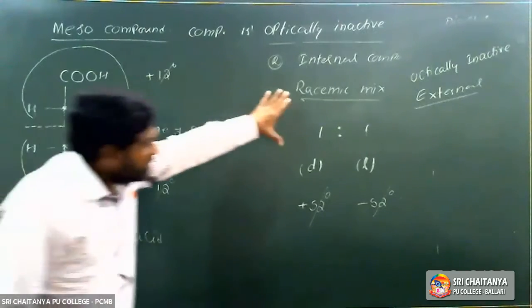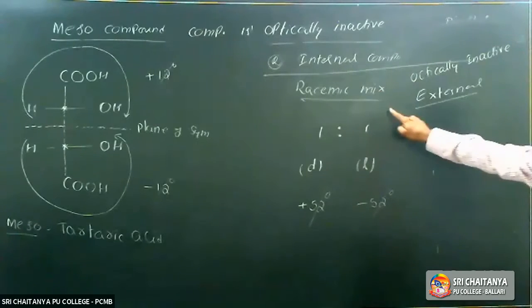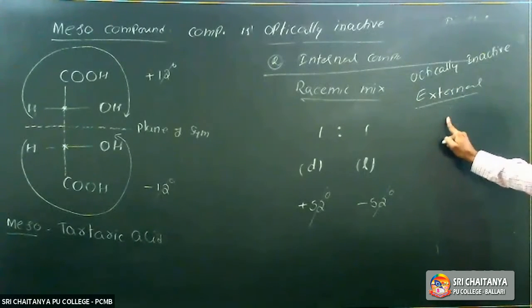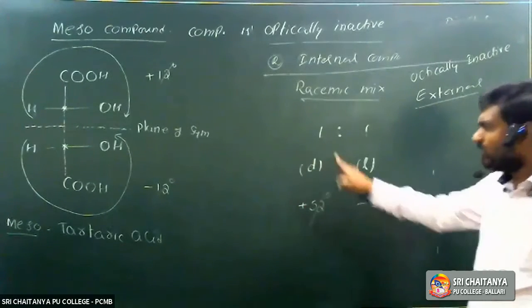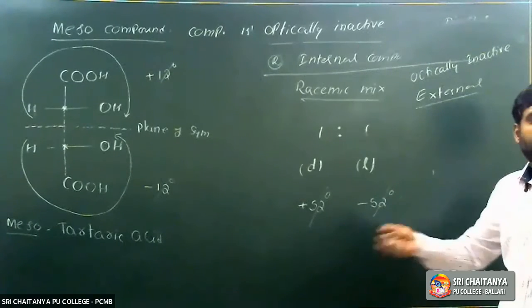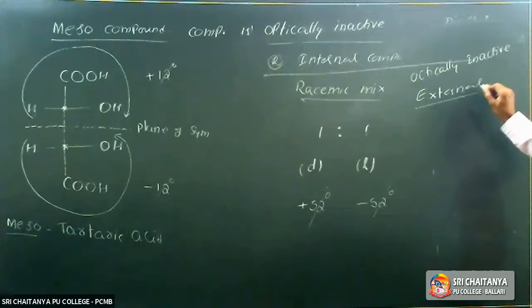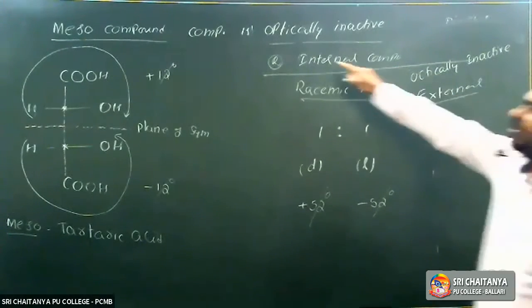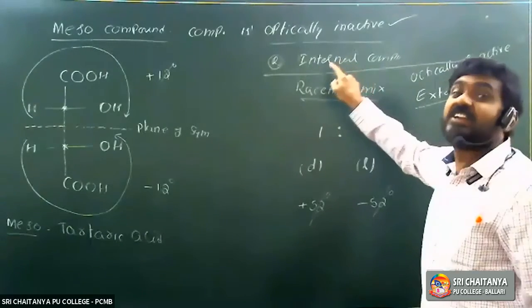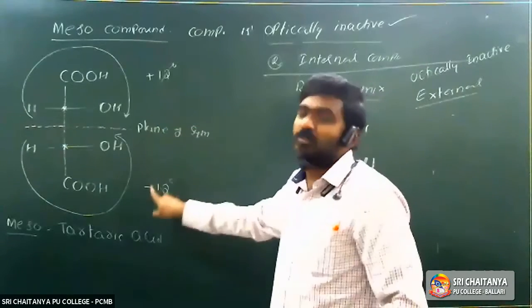Next, a racemic mixture is also optically inactive. What is the reason? The reason is external compensation. The optical rotation of the first compound is cancelled by the second compound, because a racemic mixture is a mixture of two compounds. Hence it is called external compensation. A meso compound is optically inactive because of compensation internally, within the molecule. Hence it is called internal compensation.